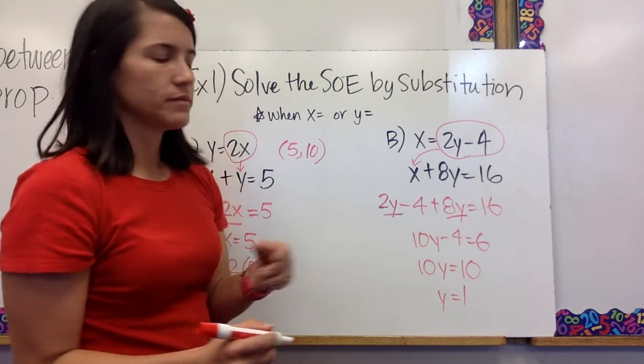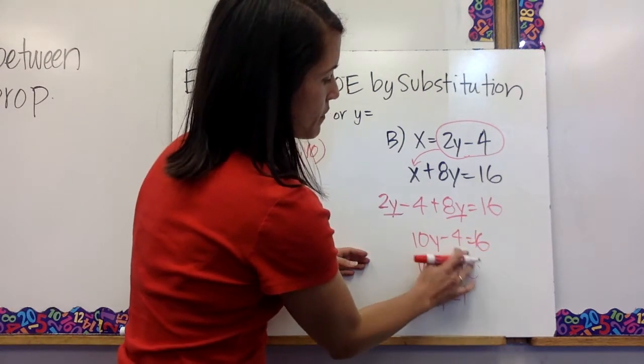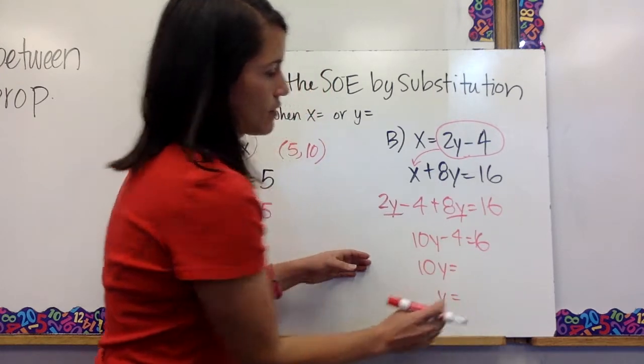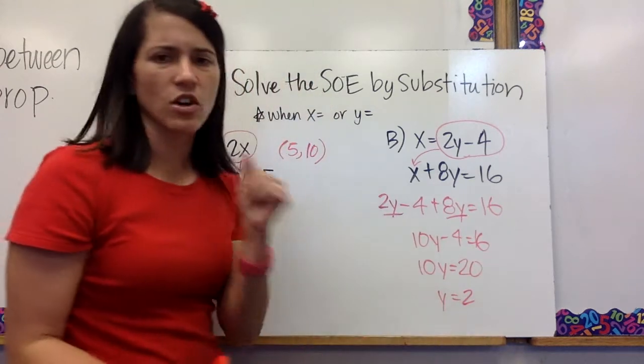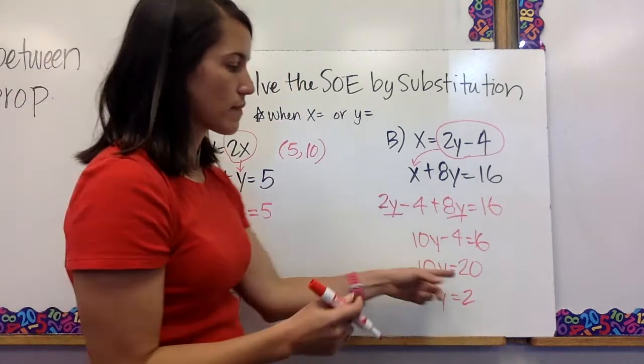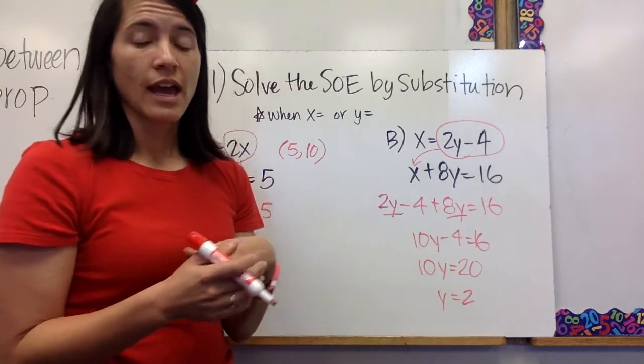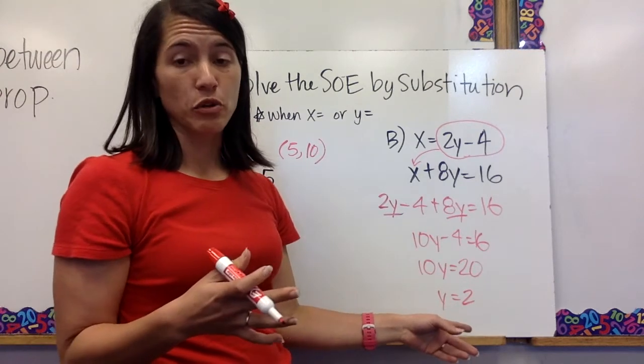That says 16. Sorry. Okay, plus 4, and that would be 20. And then y equals 2. Sorry, I wrote 6 instead of 16. So y equals 2. Now I found part of my ordered pair.